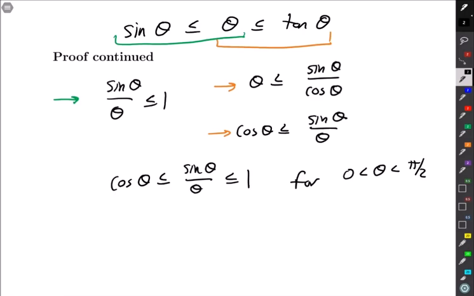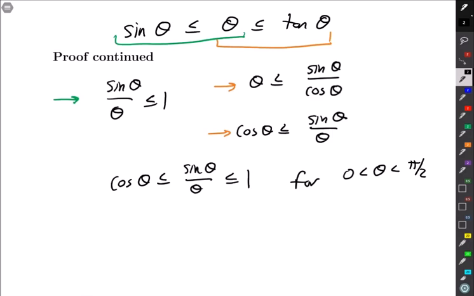Now, this would be great if it worked beyond that, but I only get it on this range here. However, I can extend it for negative values of theta as well, if I note that every single thing here is even, right? Cosine of negative theta is still cosine theta. Sine of theta is odd, but so is theta, so that stays the same, and the 1 stays the same.